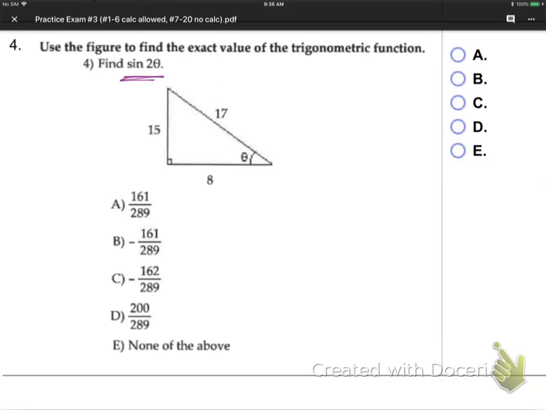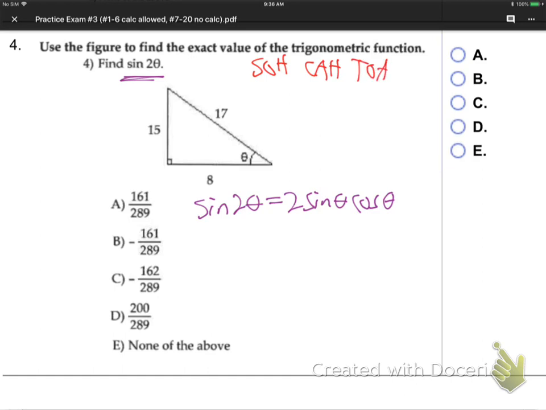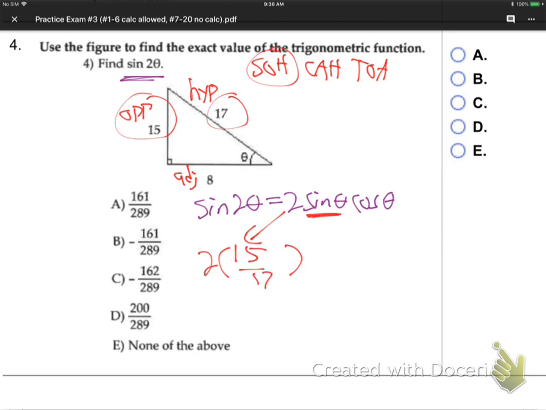So, all right, how do we do this? Sine 2 theta, we just use the formula, which is 2 sine theta cos theta. That's just what the formula says, 2 sine cosine. So we can use this triangle. Remember SOHCAHTOA? This is the adjacent side, the opposite side, the hypotenuse. So sine theta, let's bring this down here. So 2 sine theta is opposite over hypotenuse, 15 over 17.